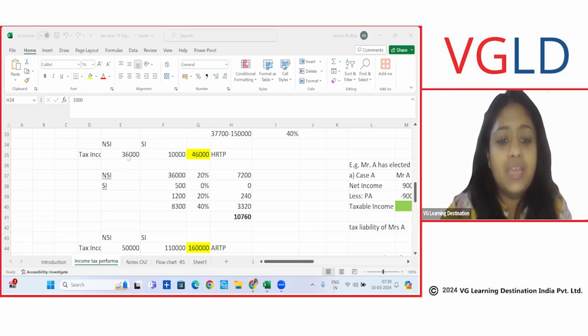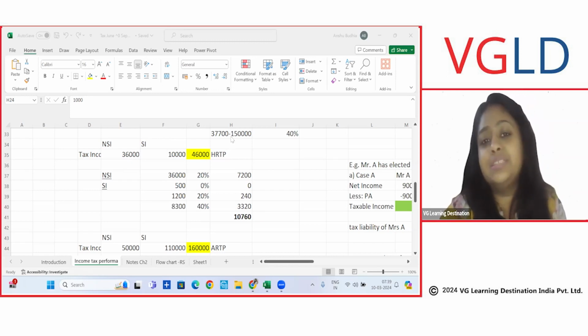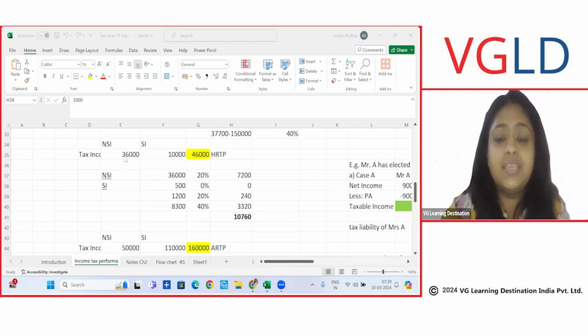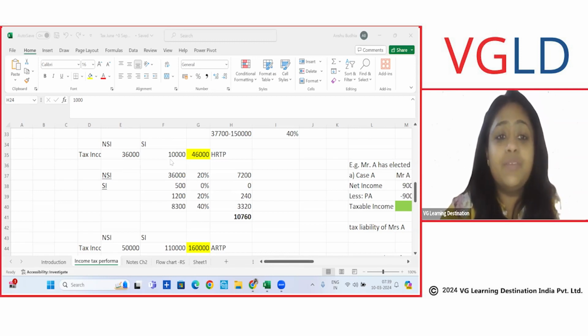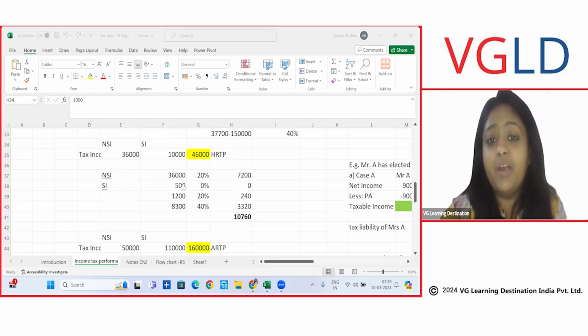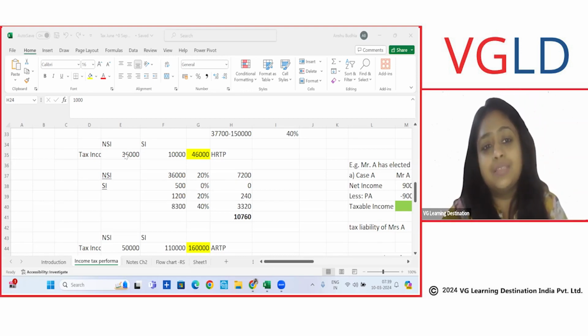All of you, NSI is 36,000. You know that till 37,700, it is taxed at 20%. Since NSI is less than 37,700, we will take 36,000 multiplied by 20%. For the savings income, since he's a higher rate taxpayer, he will get 500 savings nil rate band. So it will be taxed at 0%. If you observe NSI is more than 5,000, so 5,000 starting nil rate band is not available.